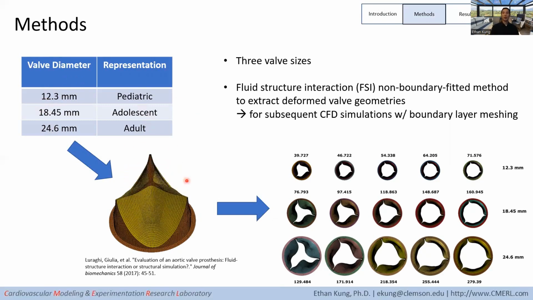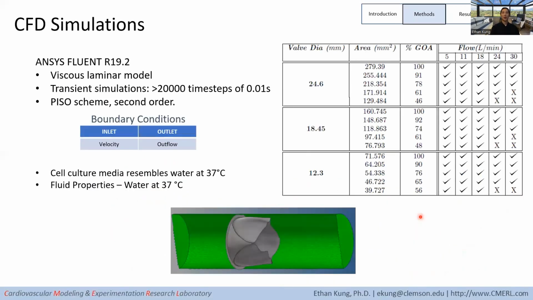And the fluid structure interaction simulation uses LS-DYNA with a method that was previously published by our collaborator. And with the fluid structure interaction simulation, we extract the geometry of the valve at different opening levels characterized by the GOA, or the geometric orifice area. And so that would be the cross-sectional area of these openings here. With these extracted geometries, we then run CFD simulations to try to extract the shear stress information.